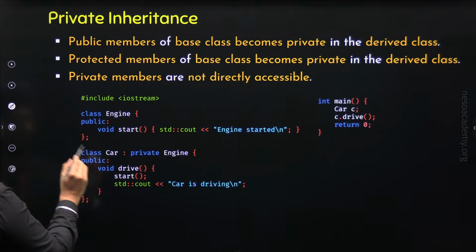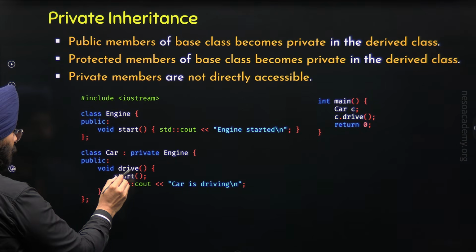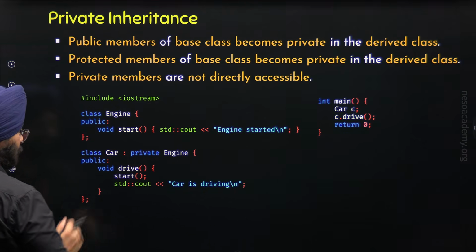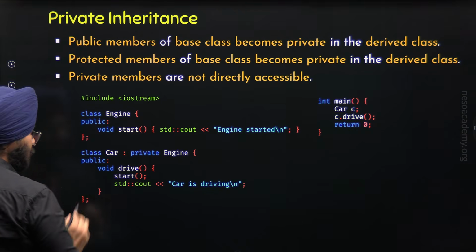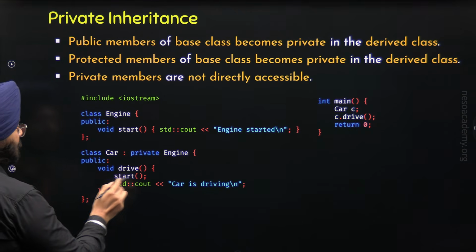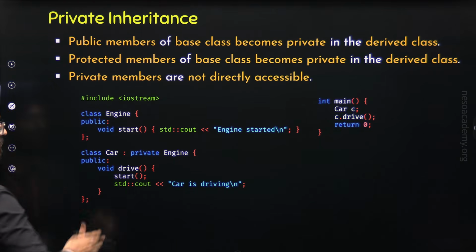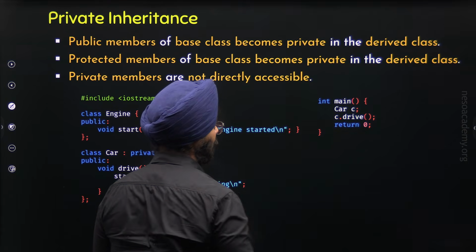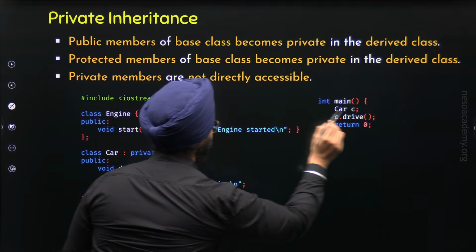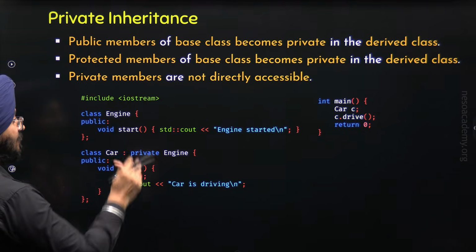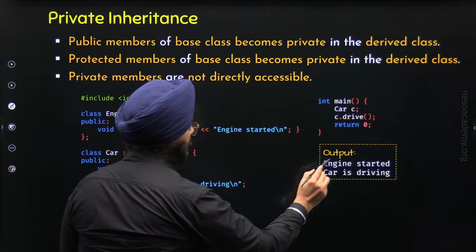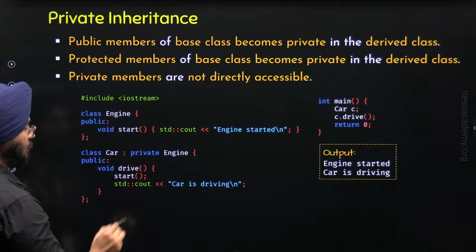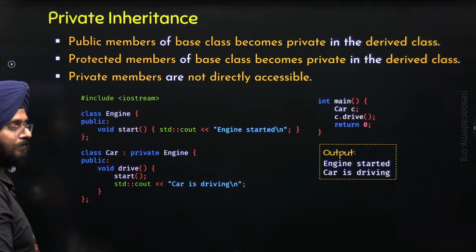Here in this class, we have this public member function drive. We can call this member function through the object of this class. Inside this member function, we are calling the start function. It is possible. And through std::cout, here we are displaying car is driving. Now inside the main function, I have defined the object of the class car, which is C, and through this object, I am calling the drive function. Now when we execute this program, we will get the output engine started because of the start function, car is driving because of this std::cout statement.